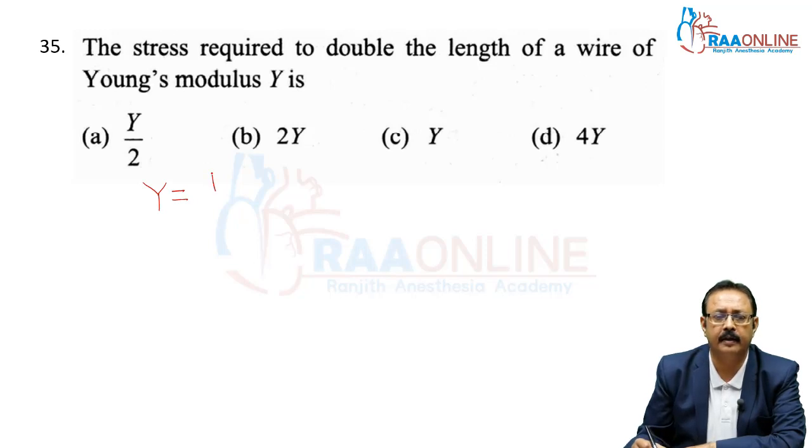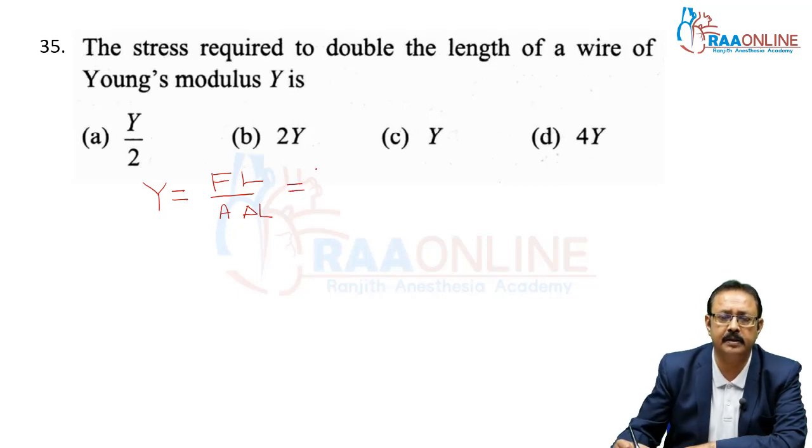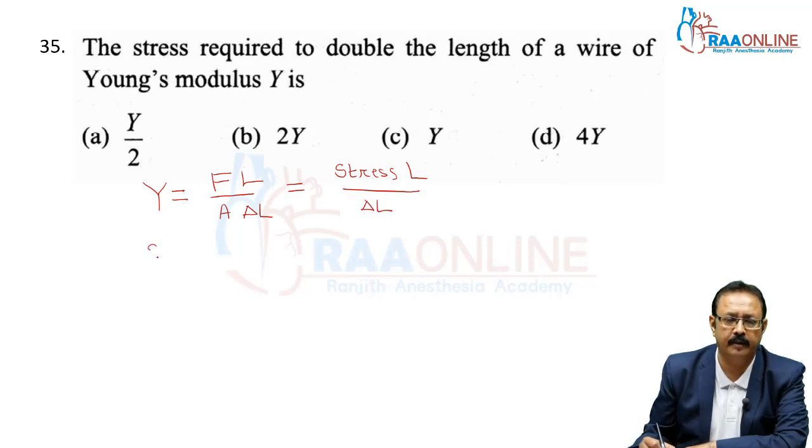FL upon A delta L. They are talking about F by A. F by A means stress. L by delta L. First I am making my formula.